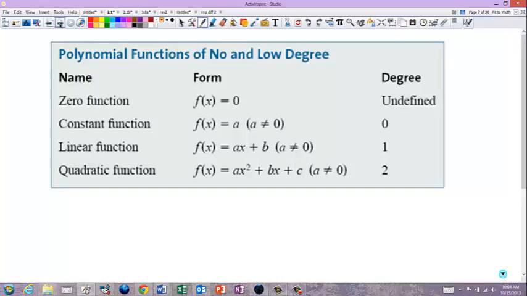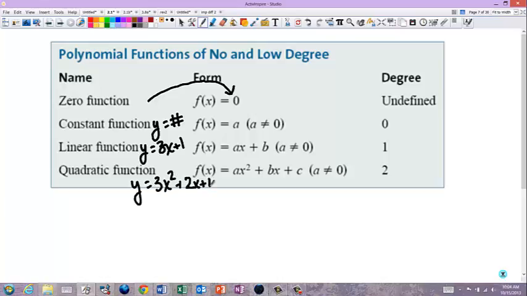We've done this again. The 0 function is just y equals 0. A constant function is y equals a number. Linear, like y equals 3x plus 1. A quadratic is anything if its greatest degree is squared. And those were our parent graphs.